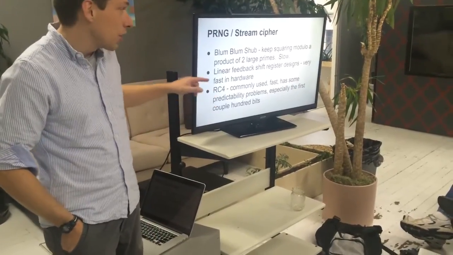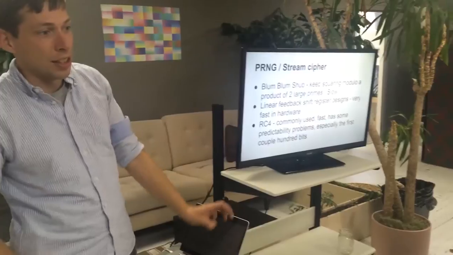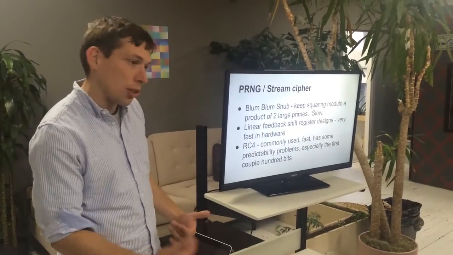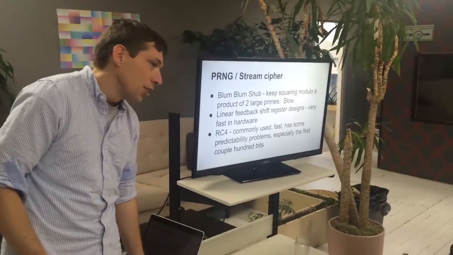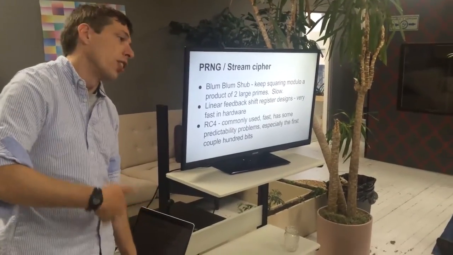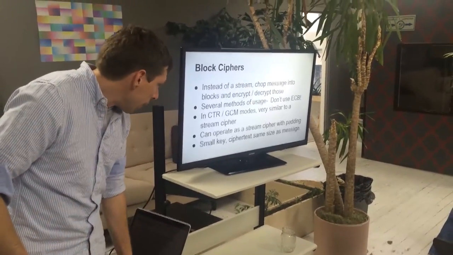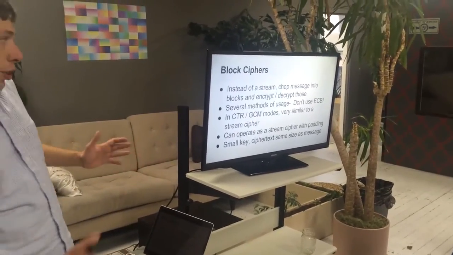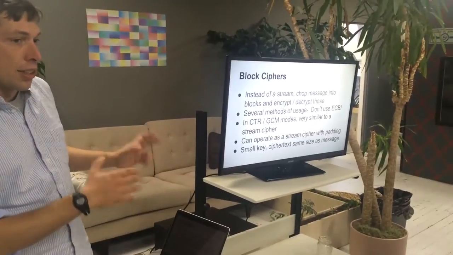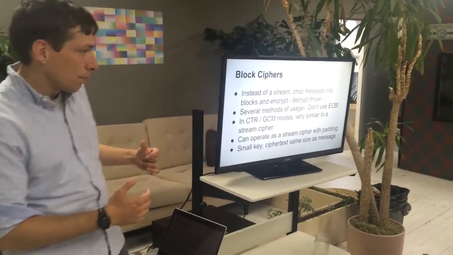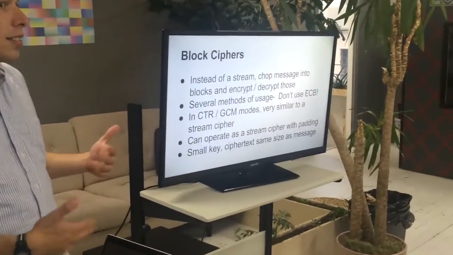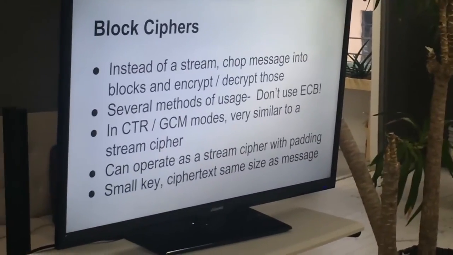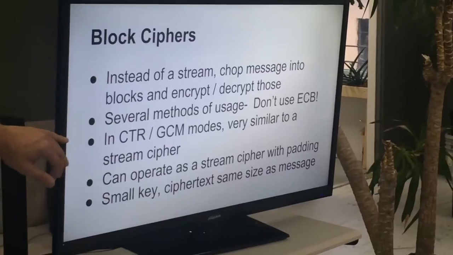So these are difficult. Usually a stream cipher is used for one connection, and you use a bunch of smaller keys for each separate connection. The keys are small, so you can store a lot of them. Usually you don't keep a stream cipher running over multiple sessions. Okay, and then there's also block ciphers, which instead of a stream, chop the message up into blocks and encrypt and decrypt that way. They're similar in concept. There are different methods. I don't want to go into it because it's not really related to Bitcoin.